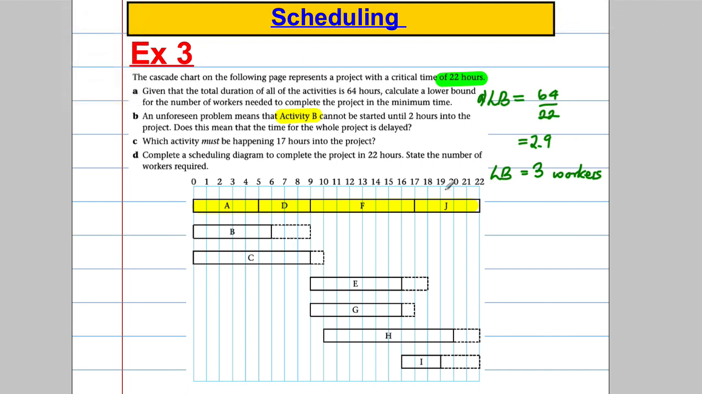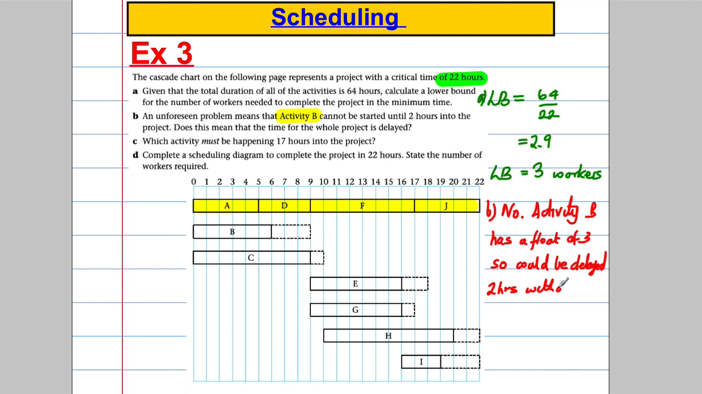For this question here, maybe in a different coloured pen, does it delay the project? I'd say no. I'd say activity B has a float of 3, so could be delayed 2 hours without delaying the whole project.